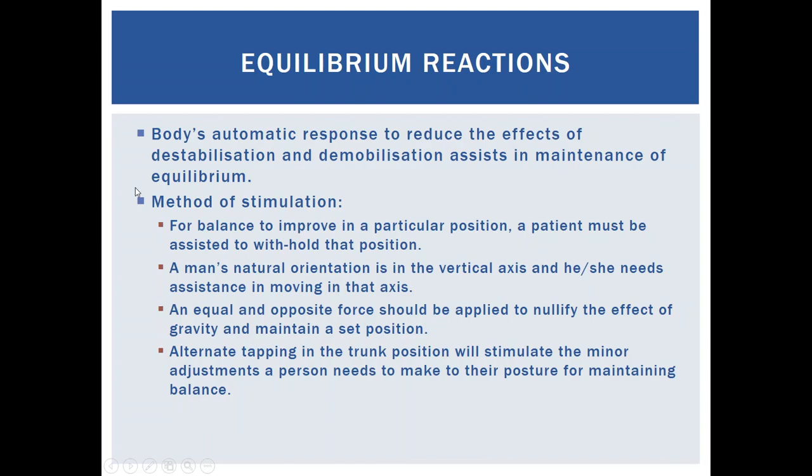Now, methods of stimulation, for a patient who is having issues with their balance, there are various methods of stimulation. For example, for balance to improve in a particular position, a patient must be assisted to hold that position. So initially, if the patient is having issues balancing while seated, then the chair should be provided adequate support so that they're able to hold their position.